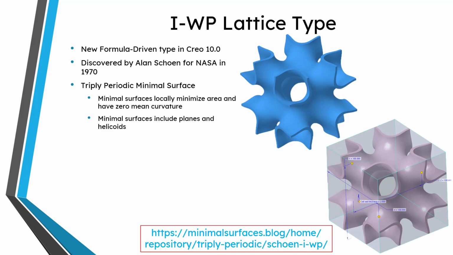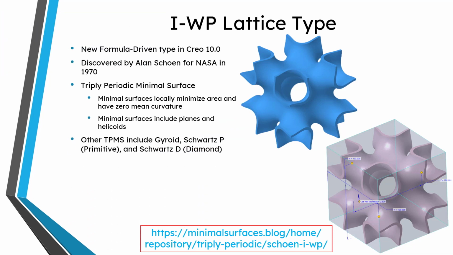And there are some other kinds of minimal surfaces. For example, a plane, a simple plane, is a minimal surface in itself. Another one is something called a helicoid. I'm not going to show anything about a helicoid in this video, but just a hint.